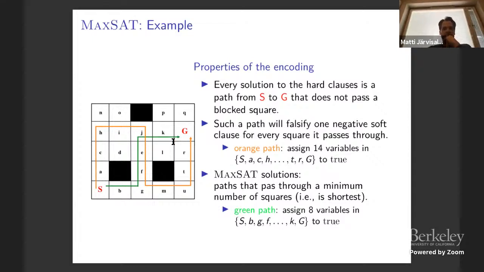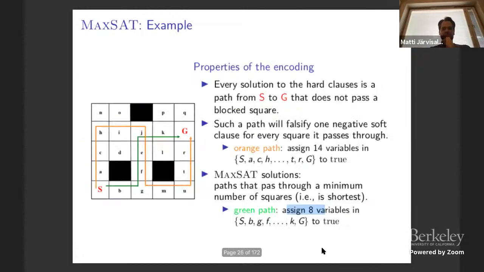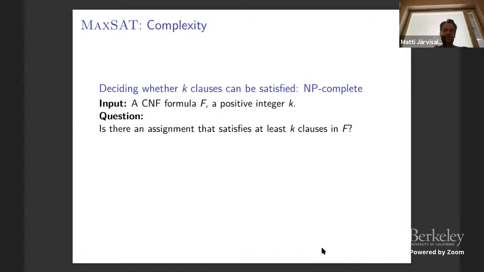Now, any solution will give us some sort of a path, and an optimal MaxSAT solution would then be something that violates as few as possible of the unit soft constraints, for example, the green path. So an optimal solution has cost 8 in this particular grid. Okay, so remember this, you will see this grid later on.